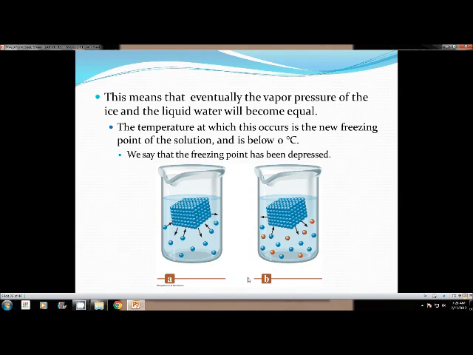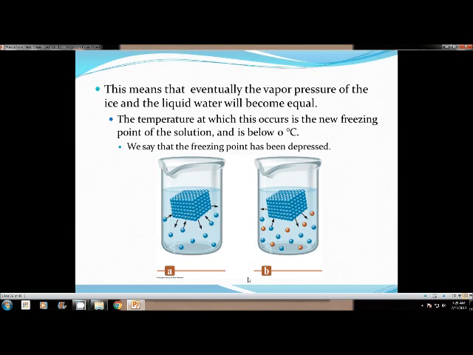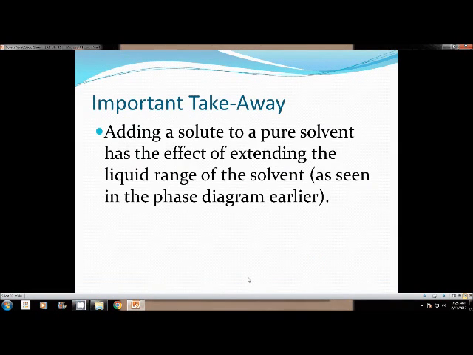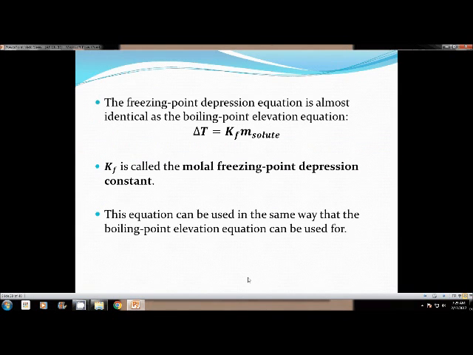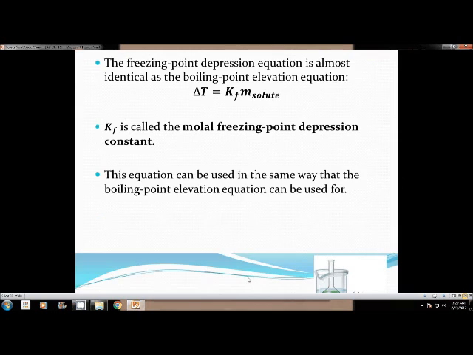So we can melt the ice because it's not at that lower temperature yet. The important takeaway, like I said earlier, is adding a solute to a pure solvent has the effect of extending the liquid range of the solvent, as we saw in the phase diagram earlier. Freezing point depression has another equation very similar to boiling point elevation, but we are not going to be solving for it, so we don't need to worry about that right now.